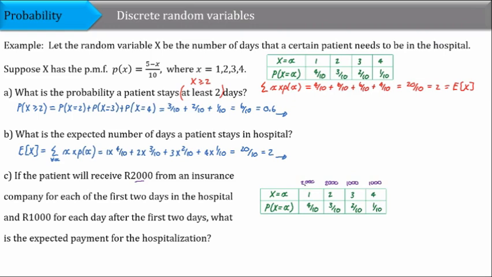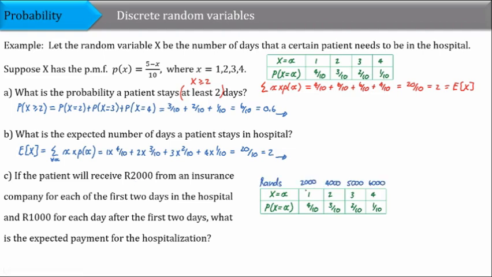After 1 day in hospital, you have 2,000 Rand. But after 2 days in hospital, you don't have 2,000 Rand, you have 2,000 plus 2,000 Rand. So you have 4,000 Rand. After 3 days in hospital, you will have the 4,000 that you've accumulated in the first 2 days plus this 1,000, so that gives you 5,000. And then at the last day, the fourth day, you will add another 1,000, which will give you 6,000.